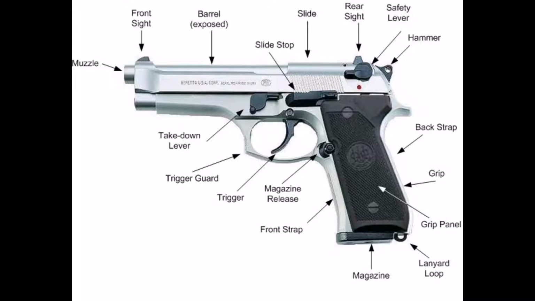Muzzle, front, or more specifically, it's the opening on the front of the firearm. This is where the projectile comes out. The muzzle of a gun is the front end of the barrel where the projectile exits the firearm. The trigger is the lever that is pulled or squeezed to initiate the firing process. It is the part of a firearm that fires the round.